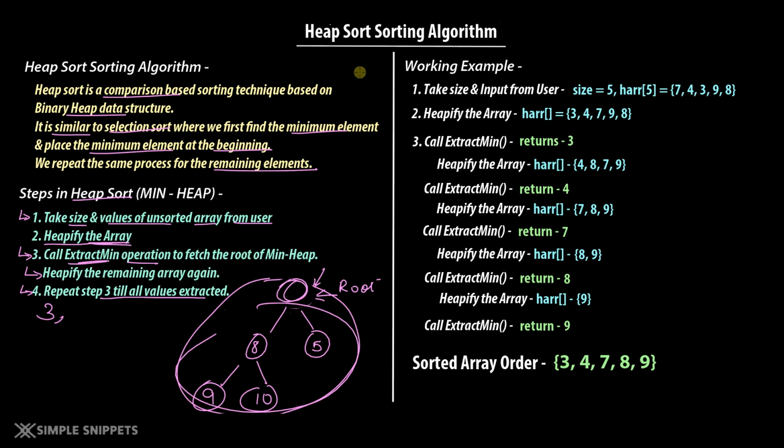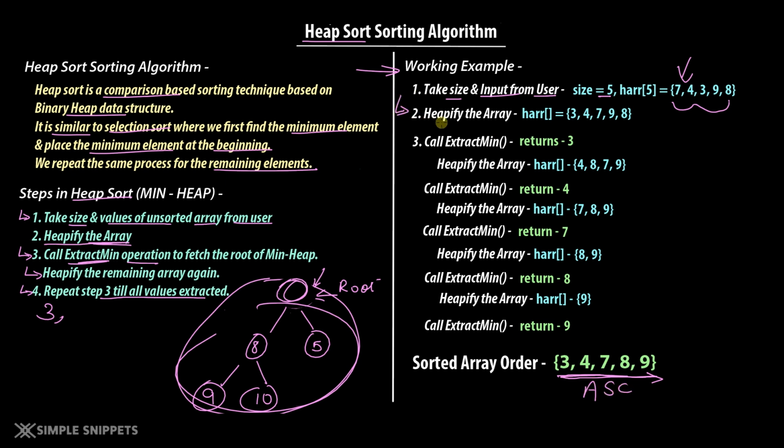And just to give you an example, this is how the working example would be. So taking the size and input from the user, let's say the size is 5. Let's say the user enters this array in any order. So you can see this is not in any sorted order, right? 7, 4, 3, 9, 8. It is not in ascending or descending order. Our goal is using this heap sort to sort this. So the output that we want is 3, 4, 7, 8, 9. This is in proper ascending order, right? So this is what we want.